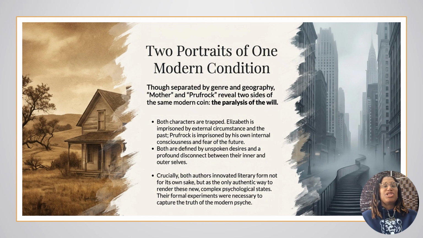Elizabeth is trapped largely by external forces: a confined life, a failed marriage, and a past she cannot rewrite. Prufrock is trapped largely by internal forces: self-consciousness, fear of judgment, and the fear of what the future might expose. In both cases, the pressure is real, but the person cannot translate desire into action.